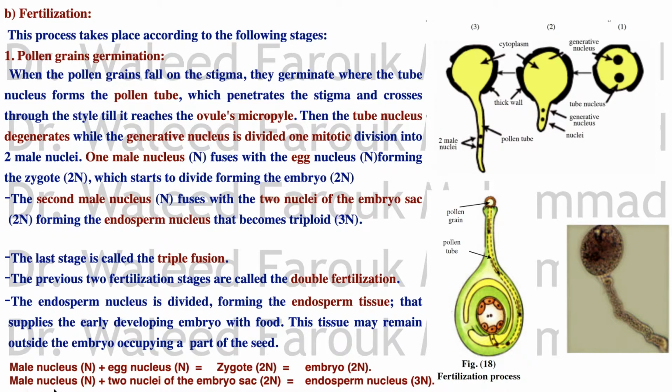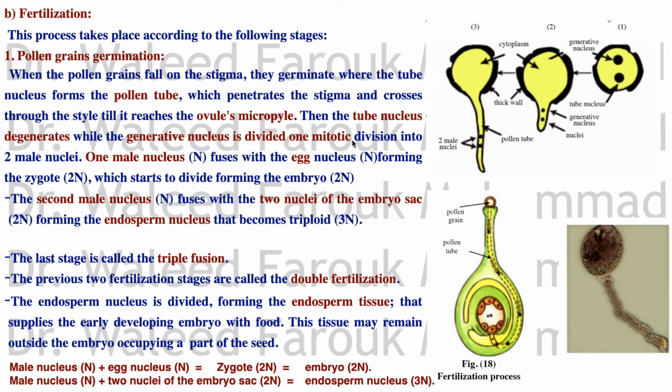So the male nucleus plus two nuclei of the embryo sac will produce the endosperm nucleus. This male nucleus is haploid, the two nuclei of the embryo sac are diploid. The resulting endosperm nucleus will be triploid, 3n. Remember this. Okay?